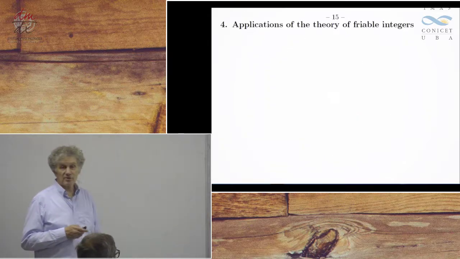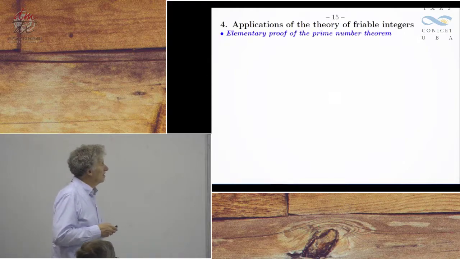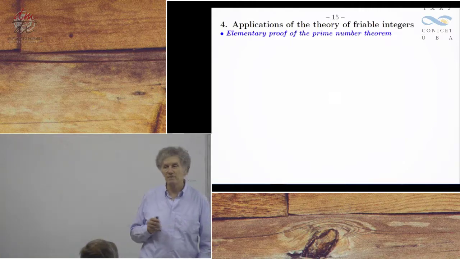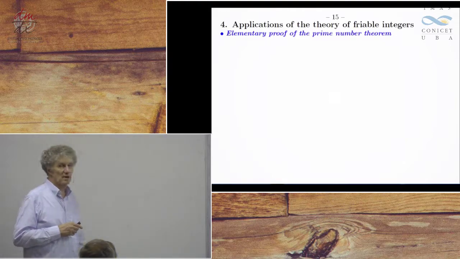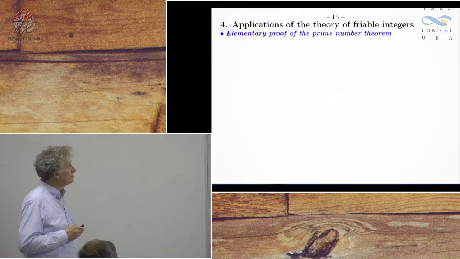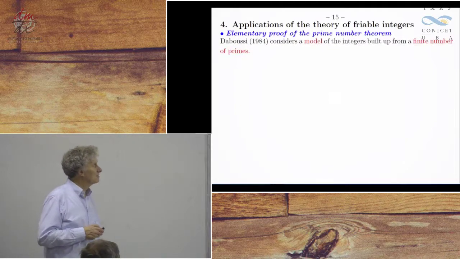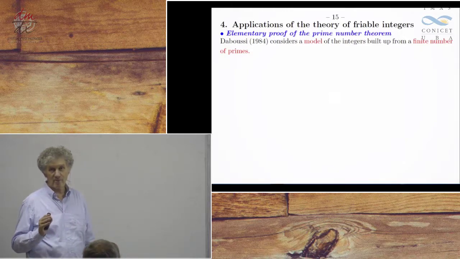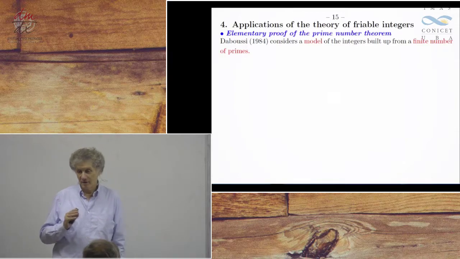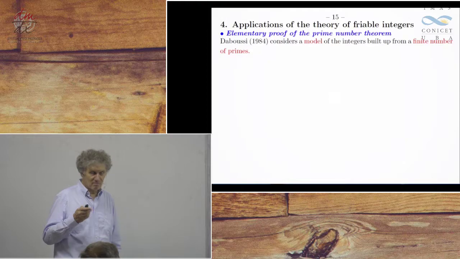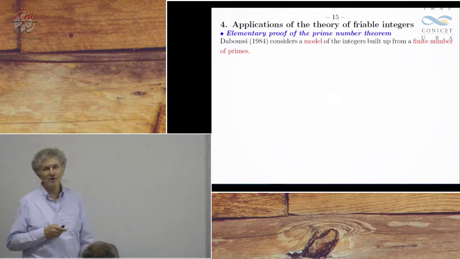Now, applications of the theory of friable integers. There are plenty. Essentially since 1951 and the work of De Bruijn, friable integers are really central in probabilistic number theory. There is an elementary proof of the prime number theorem, which is absolutely lovely, by De Bruijn. He considers a model of the integers built up only from a finite number of primes. And for this, of course, it is very easy to get the distribution of the primes. With this, in a few lines, the paper is 4 pages long, you can prove the prime number theorem.